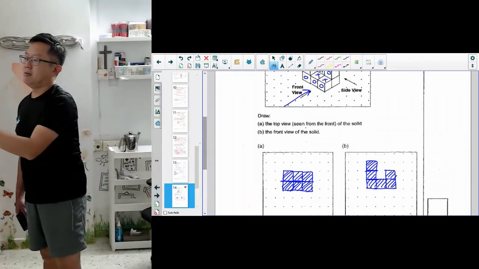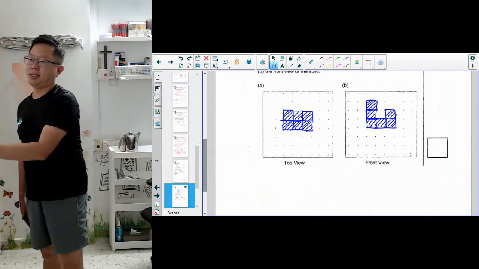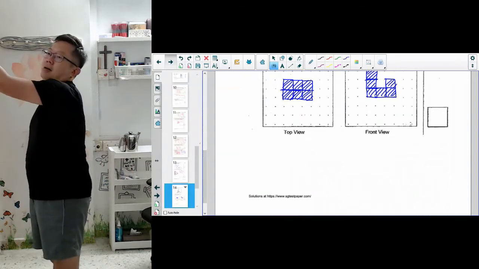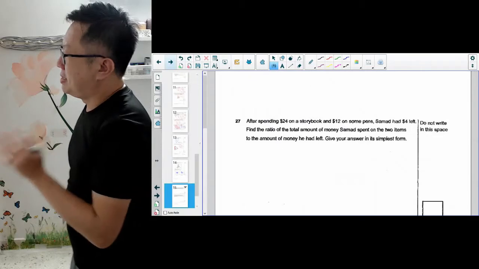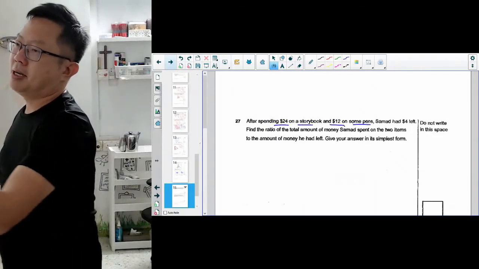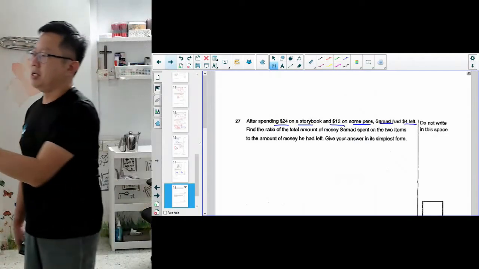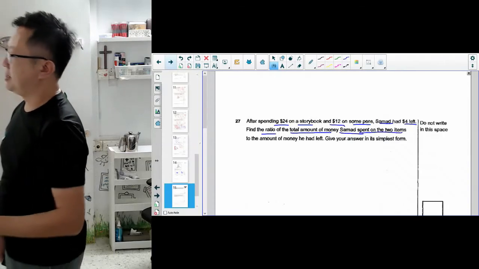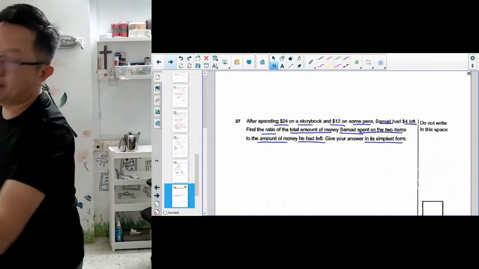Alright, so it's not a very hard question over here. So you will need to score in this question because it's not that hard to get your marks from this type of question. Okay, let's go to the next one. Okay, now it gets a bit hard already. After spending $34 on a storybook and $12 on some pens, Samad had $4 left. So find the ratio of the total money Samad spent on the 2 items to the money he had left. And your answer must be in the simplest form.